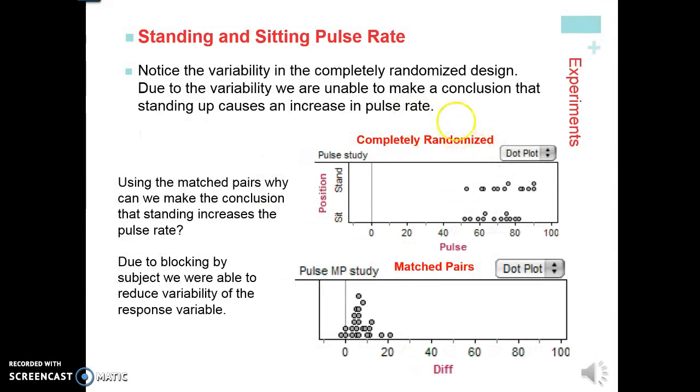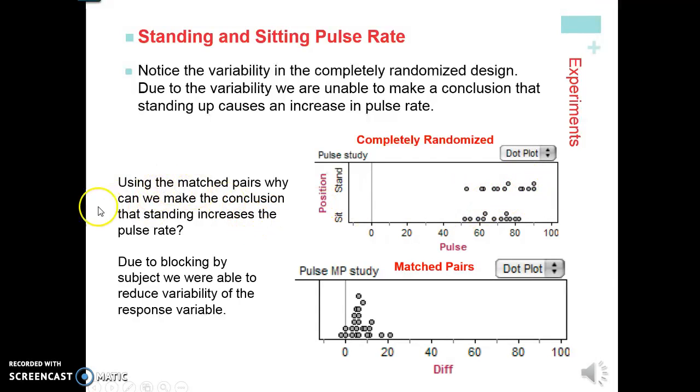The variability in the completely randomized design is much higher. We're going from 50 all the way up to 90. So that's a variability of 90. Down here, the variability is only from about 0 to 20. Due to the variability in this first one, because it was such a wide range of answers, we can't really make a conclusion that standing up causes an increase in pulse rate. We only have these few up here.